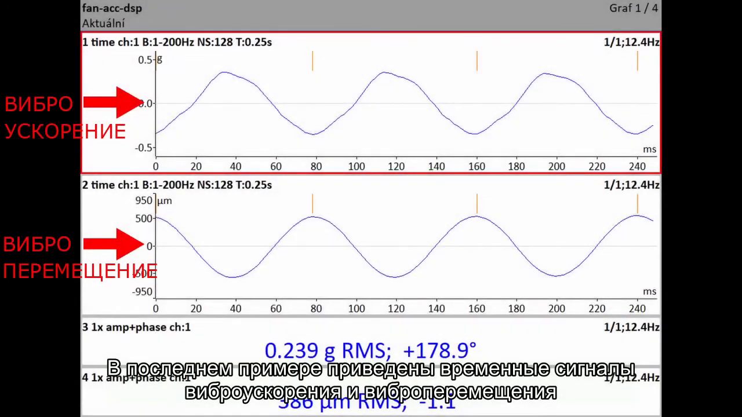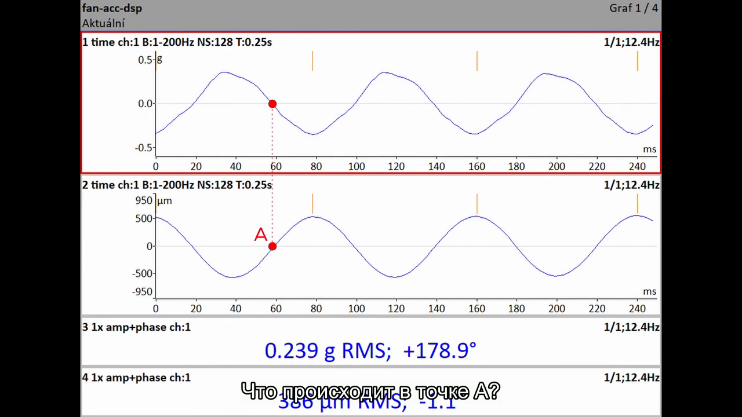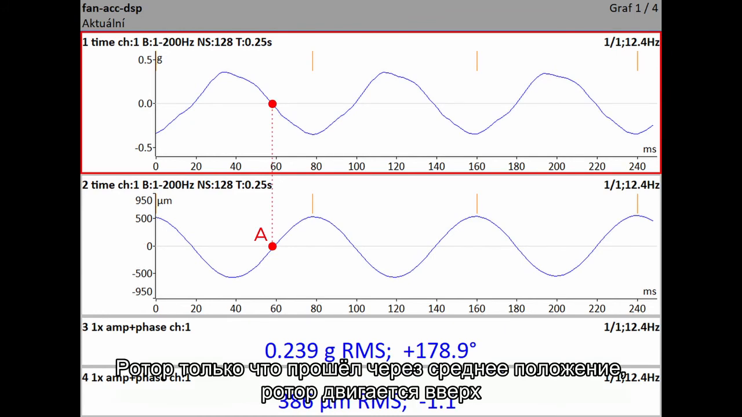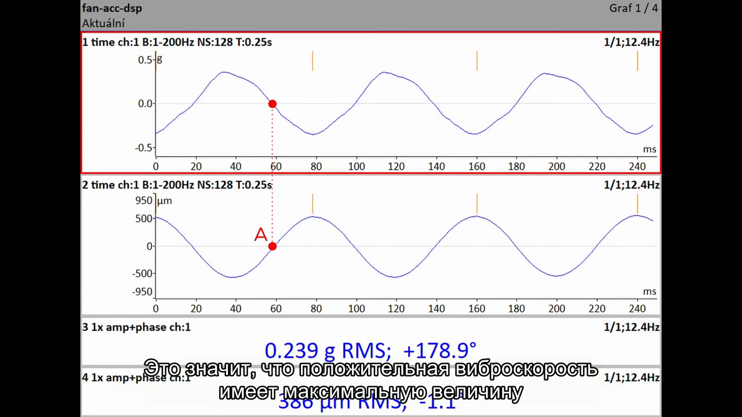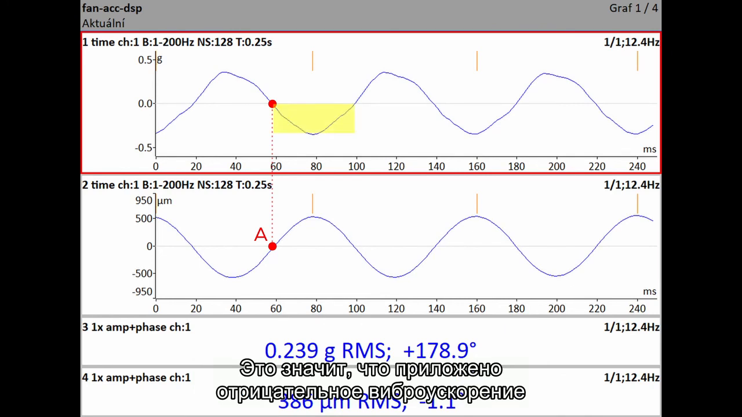The last example contains acceleration and displacement time signal. It should be easy to understand already. What is happening at point A? The rotor movement just goes through the middle position and the rotor goes up. It means the positive velocity has maximum value. After point A, the velocity must decrease. It means the negative acceleration is applied.